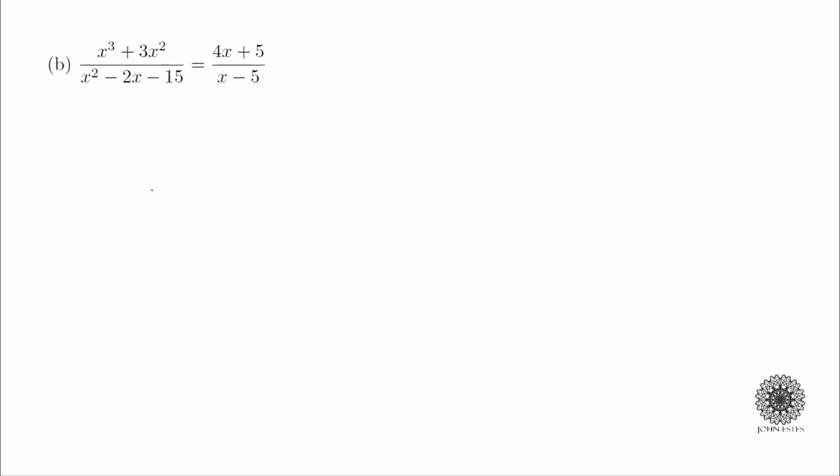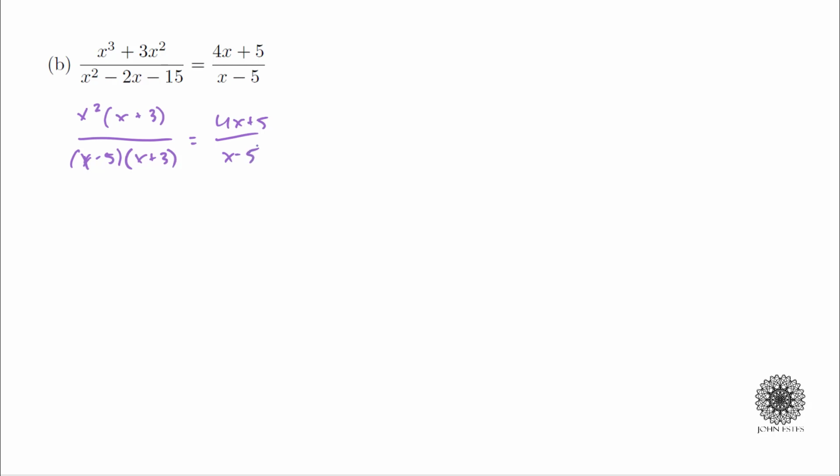Alright, for the second equation, this is a little more involved, but not too much more. So here, what I want to do when I have these rational expressions, I want to factor. I want to see what I'm working with. So my numerator, I can factor out a common factor of x squared, and I'm left with x plus 3. The denominator here, I need two things that multiply to give me negative 3 and add to give me negative 2. How about x minus 5 and x plus 3?